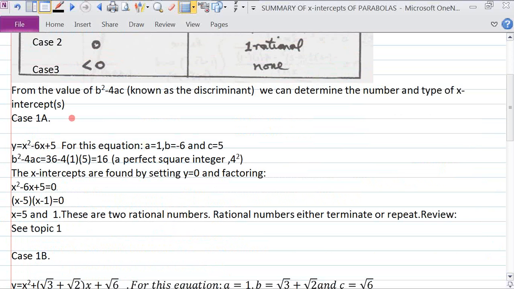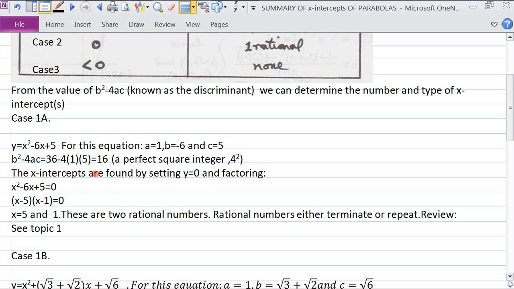So let's take a look at case 1a. An example is y equals x squared minus 6x plus 5. In this case, a is 1, the coefficient of x squared, b is minus 6, and c is 5. So if we calculate b squared minus 4ac, we get minus 6 squared, which is 36, minus 4, a is 1, and c is 5. So 4 times 5 is 20, 36 minus 20 is 16. 16 happens to be a perfect square.